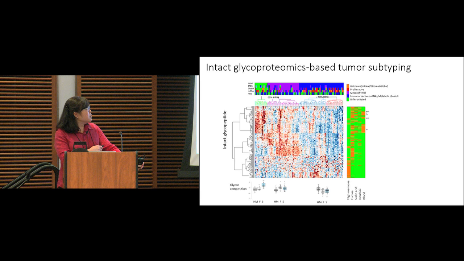But if we look at the three subtypes of ovarian tumor clustered by the intact glycopeptide, we can see the differentiated group has high sialic acid expression compared to the other two glycan forms. In the mesenchymal group, the sialic acid and fucosylated glycans are increased. But in the immunoreactive group, the oligomannose glycoproteins are increased compared to the other glycan forms.